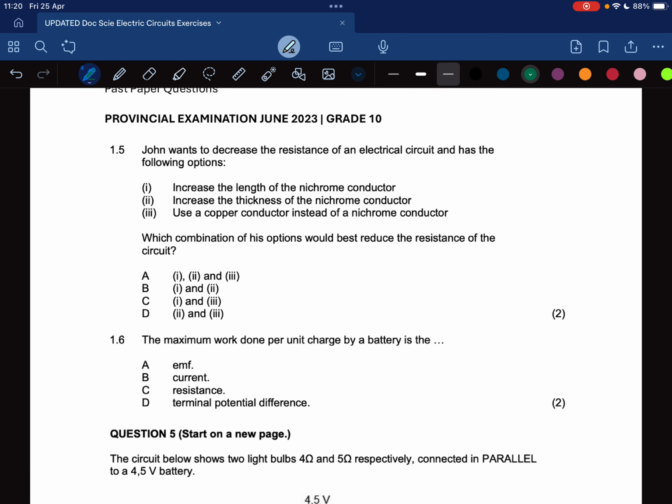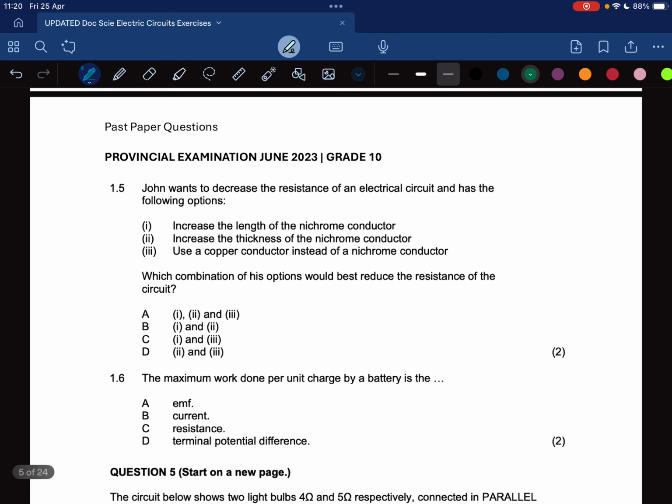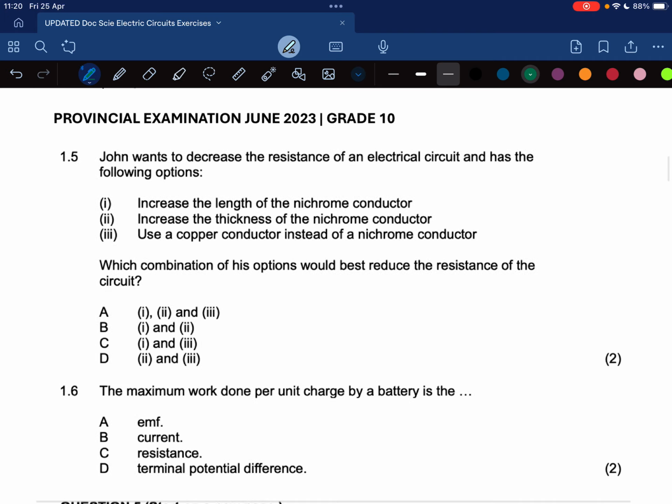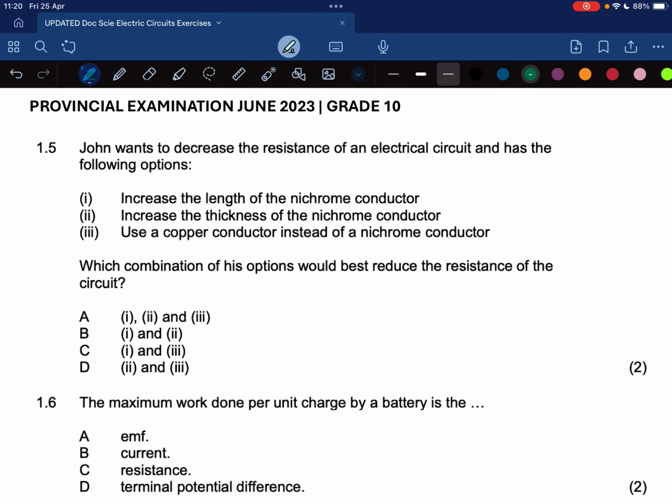Okay, so it says, John wants to decrease the resistance of an electrical circuit and has the following options: to increase the length of nichrome, to increase the thickness, or to use a copper conductor instead of a nichrome wire. Which combination of his options would best reduce the resistance of the circuit? Okay, so he wants to reduce the resistance of the circuit.